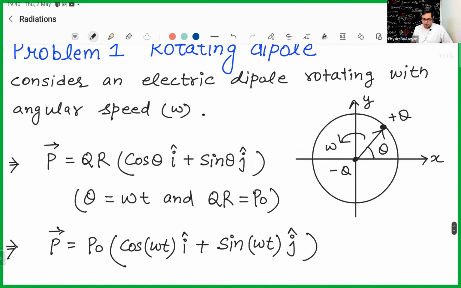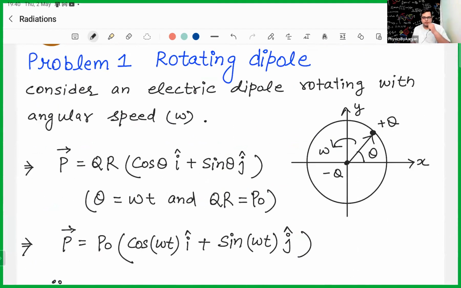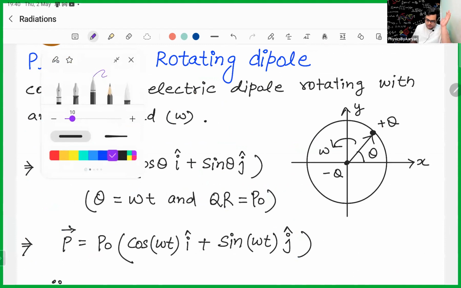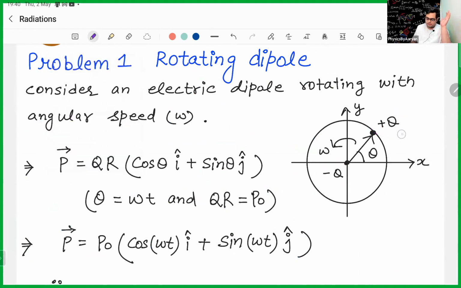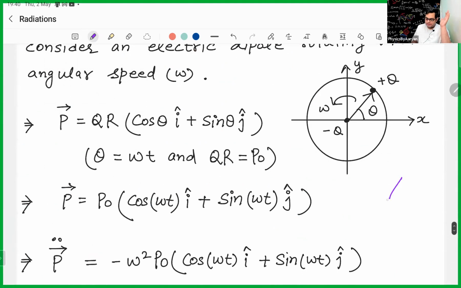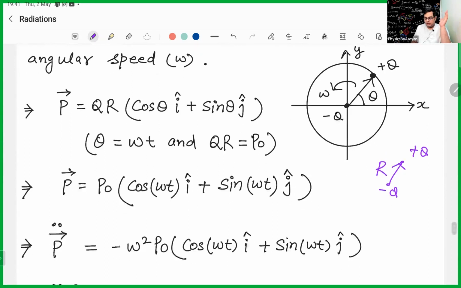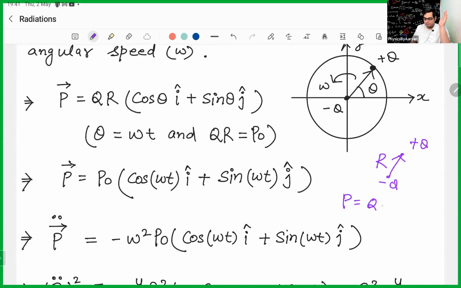Okay. So now I will discuss two problems and you will get much more realization of what I'm talking about. Number one is the rotating dipole, which is a very important problem for us. So you have a dipole kind of situation: a minus q and a plus q. The separation between them is, let's say, capital R. The dipole moment is defined as charge multiplied by distance, so the dipole moment is q into r.